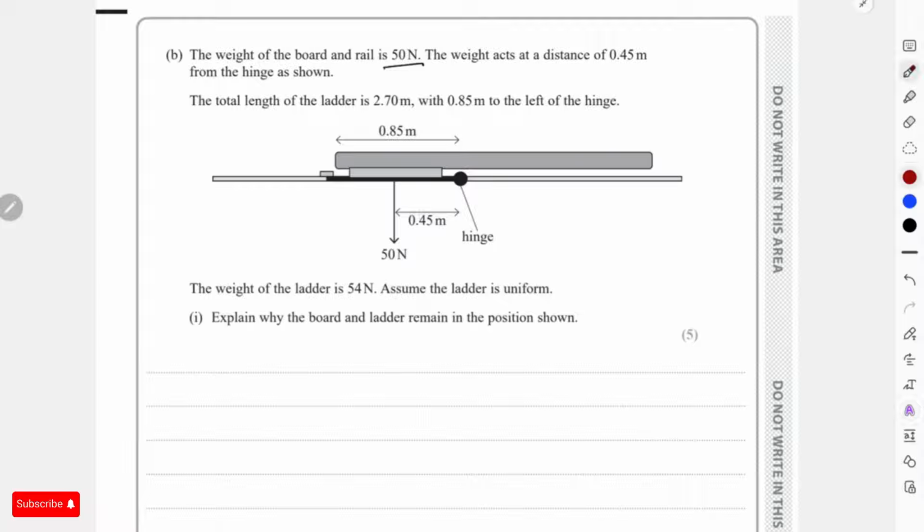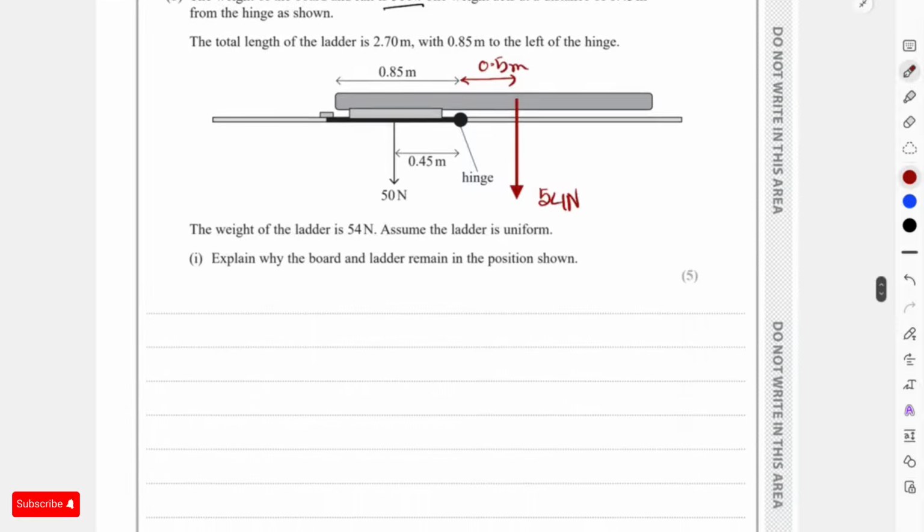That's because if I draw the weight over here, we'll assume that weight is acting from the center. So this is the direction of your weight, which is 54 Newton. This distance can be calculated because as weight is acting from the center, this length is half of the total, which was 2.7 over 2, that is 1.35. And this much is 1.35 minus this value, so it's 1.35 minus 0.85. So you get 0.5 over here. That means the distance from the weight of the ladder to that hinge was 0.5 meter.